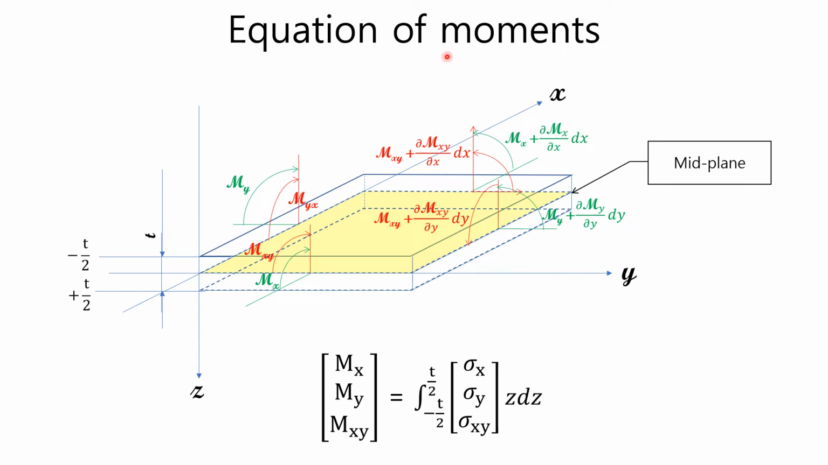In the same way as the previous slide, the moments per unit length acting on the yz and xz sections perpendicular to the neutral plane can be calculated by integrating the stress multiplied by a moment arm z over the thickness.